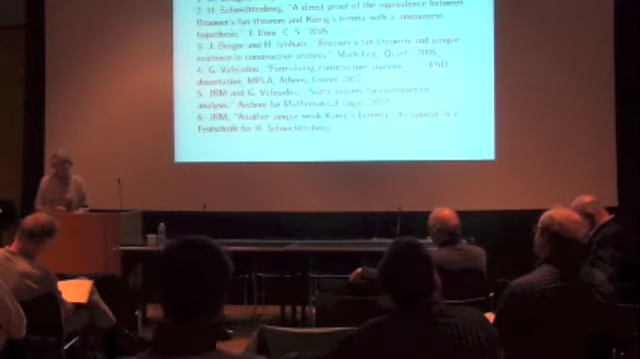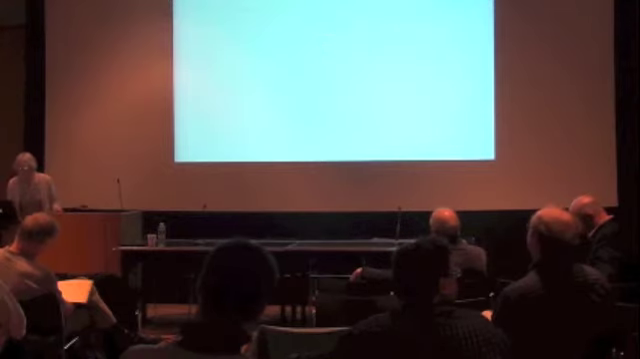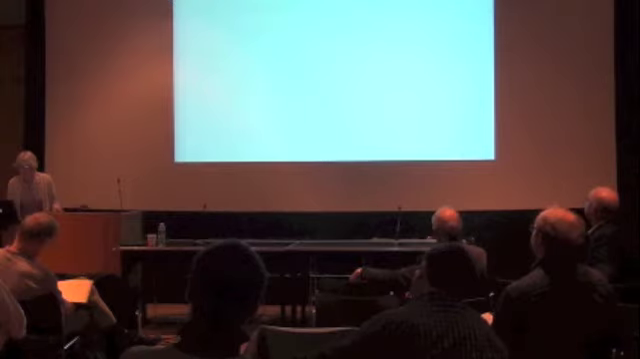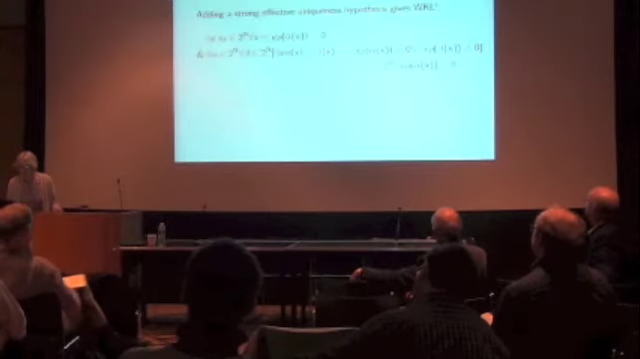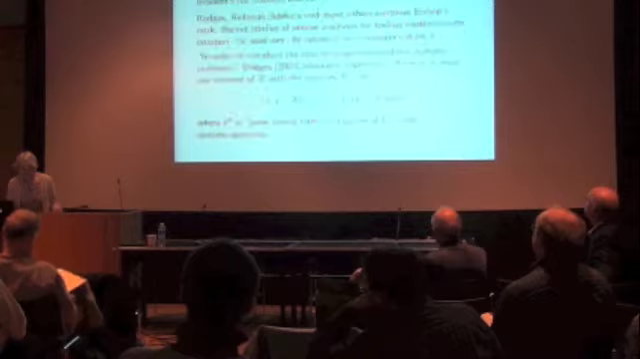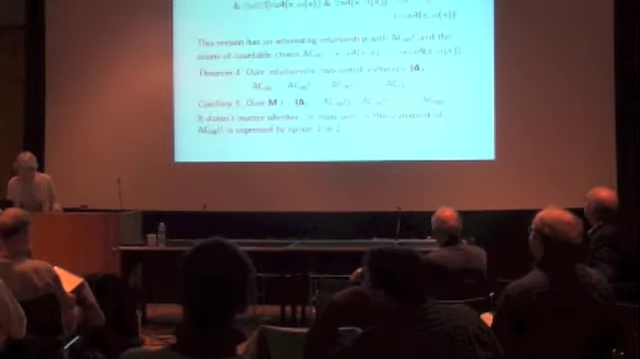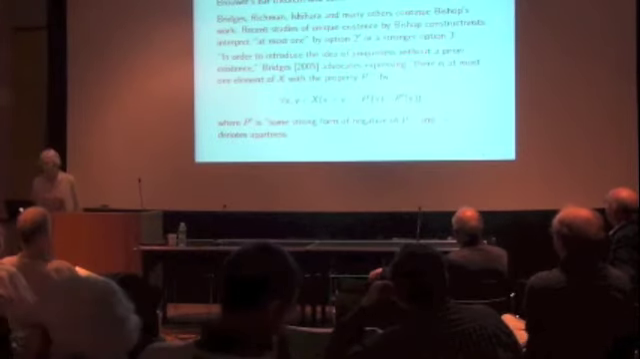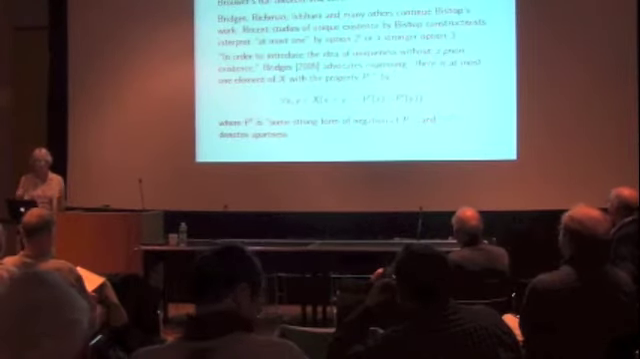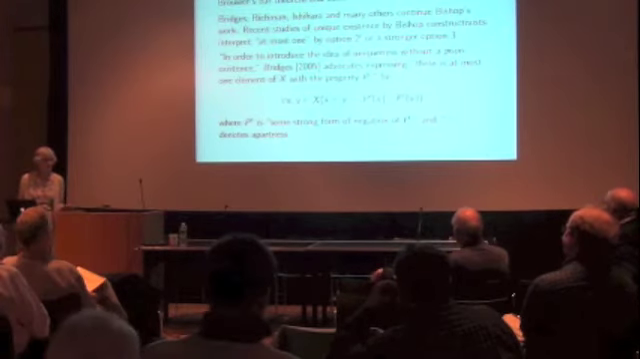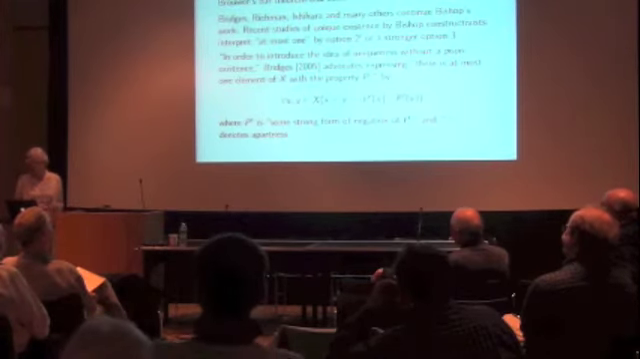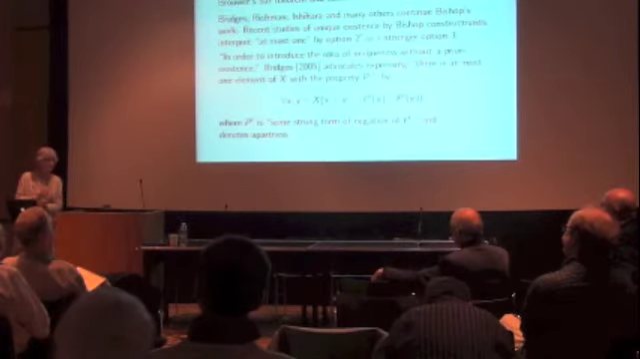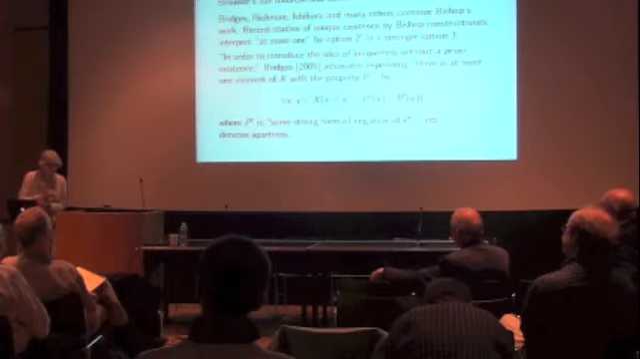P prime there, what was that again? Let's see if I can get back there. Did I just go past it? Yes. Okay, thank you. The P prime is some strong form of negation of P. And what is that? Well, if P is not Q, then P prime would be Q, but it could be something stronger than Q.